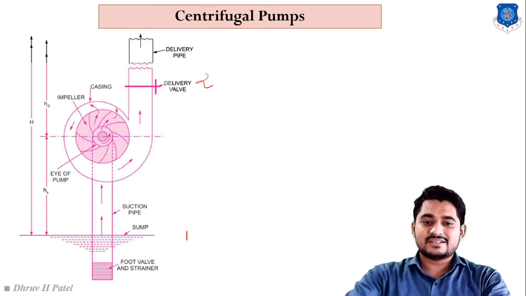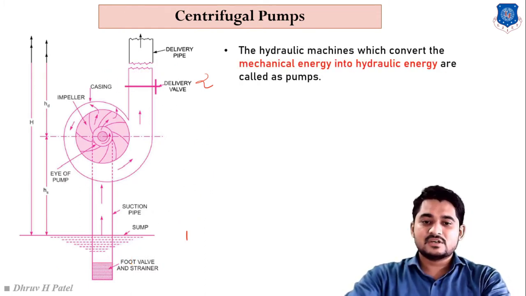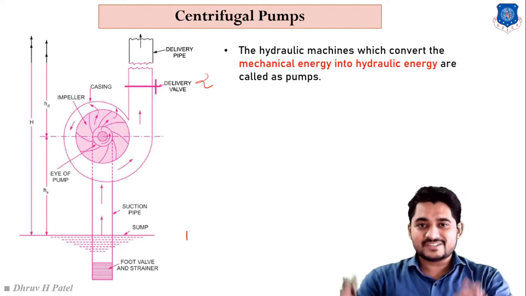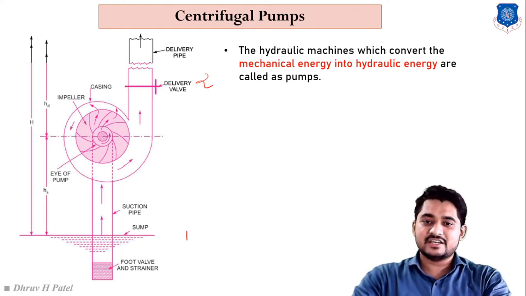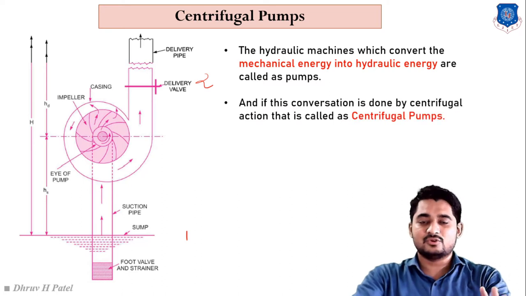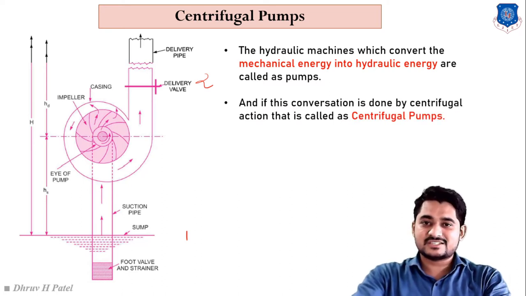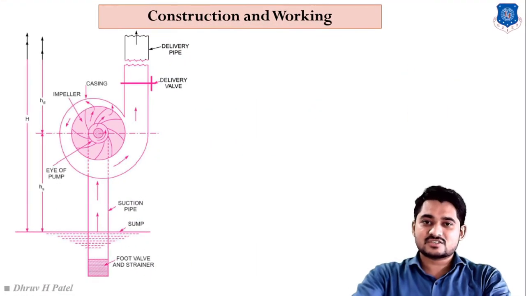First of all, let us see the definition of the centrifugal pump. Hydraulic machines which convert mechanical energy into hydraulic energy are known as pumps. And if this conversion is done by the centrifugal action of the water, that is known as a centrifugal pump. So this is the basic definition of the centrifugal pump. Now let us understand the basic construction and working of the centrifugal pump in detail.